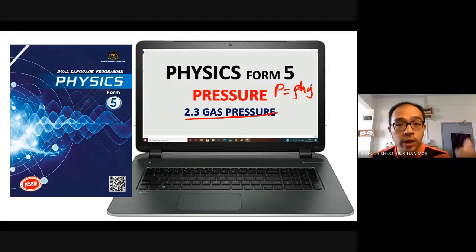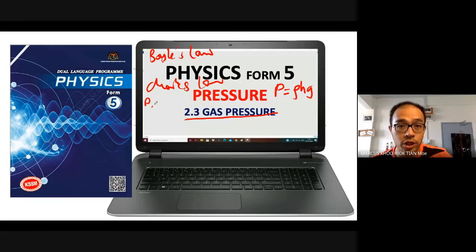Now we're going to talk about gas pressure, specifically. Contohnya tekanan di dalam satu tong gas. We talked about gas pressure last year when we were doing heat. Remember the three gas laws: there's Boyle's law, Charles' law, and of course the pressure law.